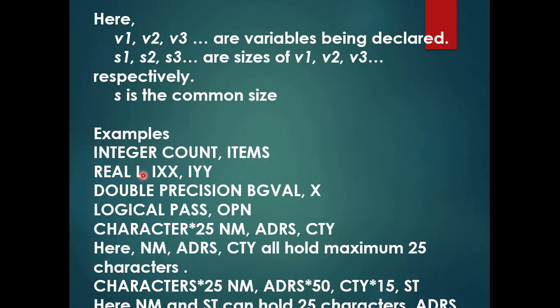Real we can declare like this. Double precision can be declared like this. Logical in terms of pass comma opn. Then character star 25 nm, adrs, cty, so all those three hold a maximum of 25 characters. You can even write it like this: character star 25 nm, so nm will have 25 characters, then adrs star 50, then cty star 15, and likewise. So 50 is the length of address, and city is 15. So this is how it is to be declared.